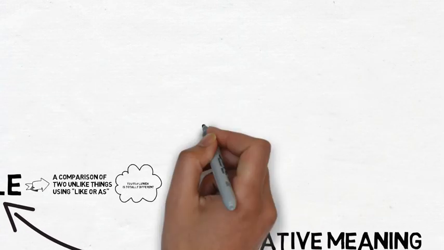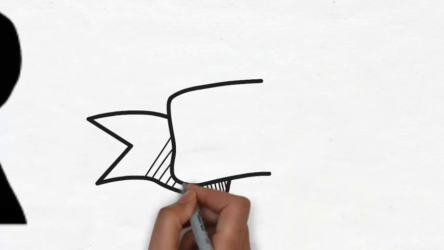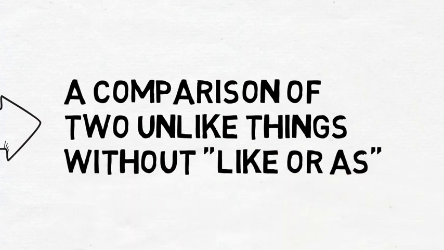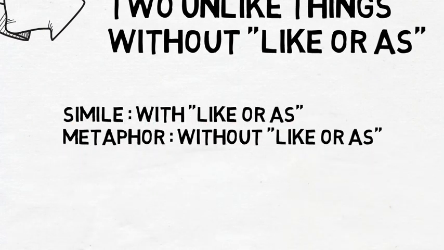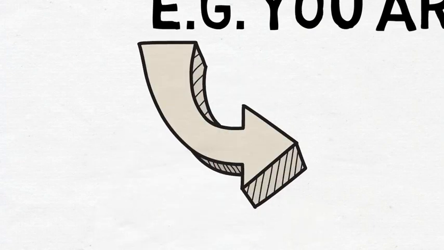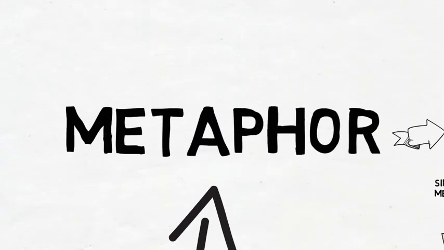And then we also have discussed a metaphor, which is a comparison between two unlike things without using like or as. So the difference between metaphor and simile is like or as. Simile has like or as in the sentence. In metaphor, there is no like or as. For example, you are the star of my heart. So the comparison between you and the star is without like or as. That's why we call it metaphor.